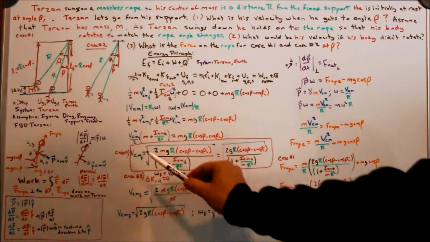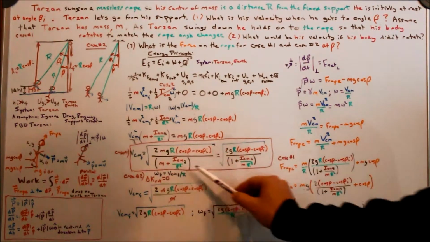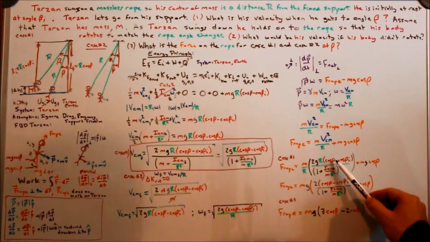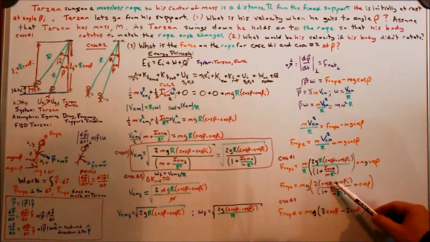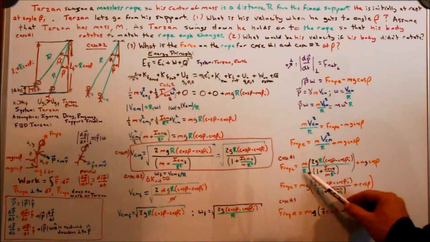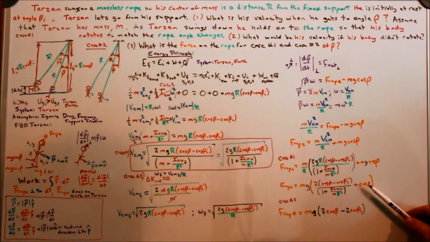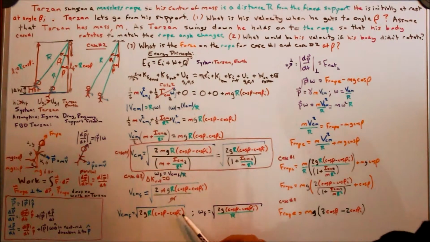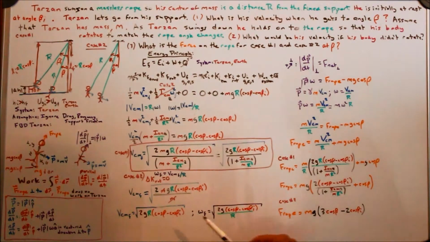I know my velocity of center of mass, so I can just substitute for case number one. I can substitute this value in here and do some algebra. I would come up with this for the force on the rope. For case number two, this is my velocity of the center of mass, so it comes out a little bit simpler. I'm not doing the algebra for you here, but you can see the force on the rope is mg times the quantity 3 cosine beta minus 2 cosine beta sub i.